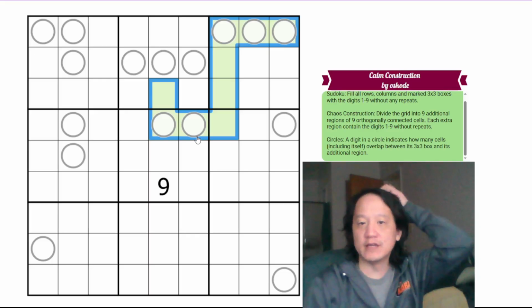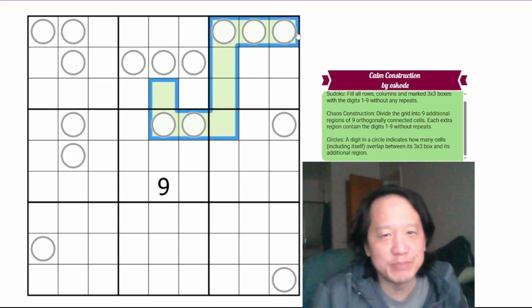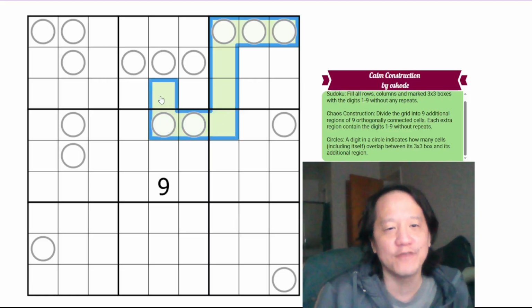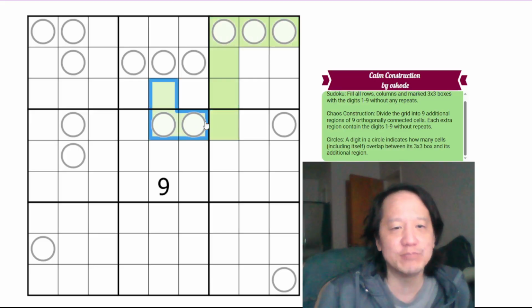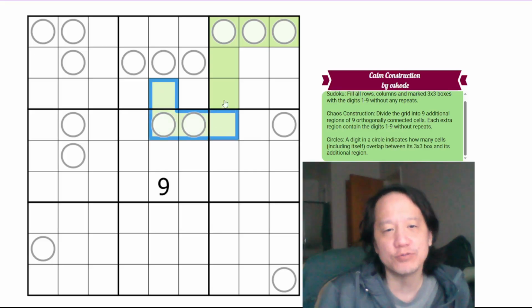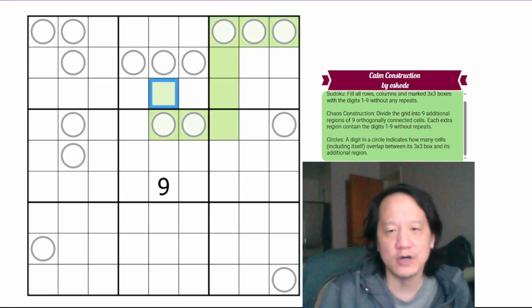And what does it mean to make a region of 9 orthogonally connected cells? Well, I'm glad you asked. You have to have a region where to go from any cell in that region to any other cell in that region, it must be able to go through edges only, all while staying within the region. So to get from this cell to this cell, you can go through these edges, all while staying within the region, and get to that cell. So this is a valid example of an orthogonally connected region.